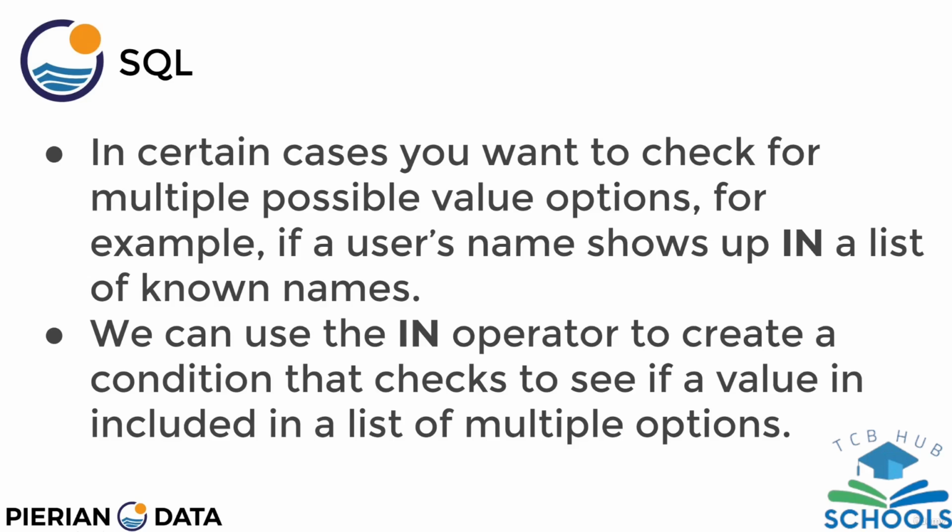The user's name shows up in a list of known names. So instead of having to write a bunch of OR statements, such as name is equal to David, or name is equal to Claire, or name is equal to Zach, we could use the IN operator to just create a condition that quickly checks to see if a value is included in a list of multiple options. So you can check something like, where name in Zach, David, and Claire.